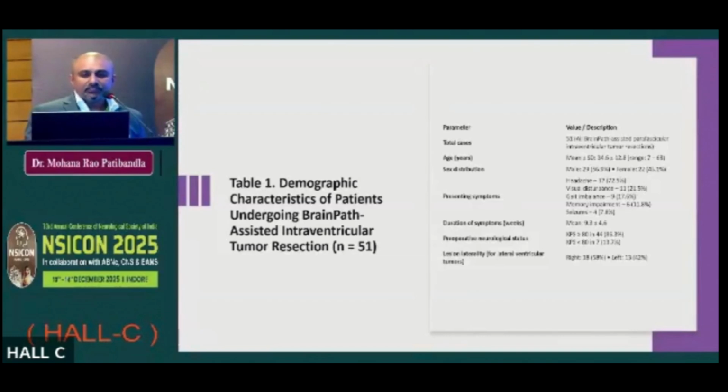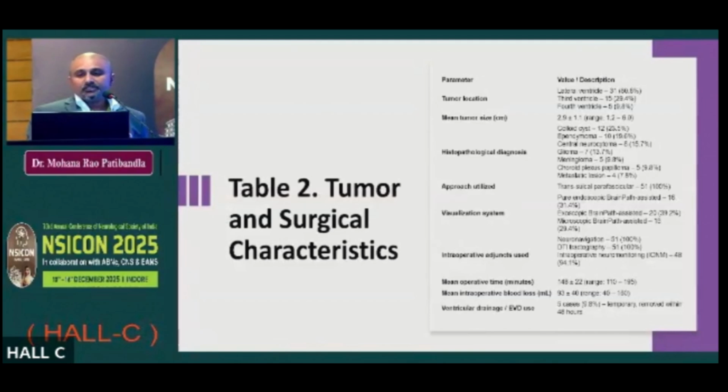When it comes to the total 51 cases, age is around 35, and males are more. Presenting symptoms are as usual. Headache is the most common, and visual disturbances is the next. Duration of the symptoms is around 10 weeks. Tumor location is more in the lateral ventricles. Mean tumor size is around 3 centimeters. Histological diagnosis: most of them are colloid cyst, followed by ependymoma, central neurocytoma, glioma, meningioma, choroid plexus. Approach is the same, and mean operative time is around 150 minutes.